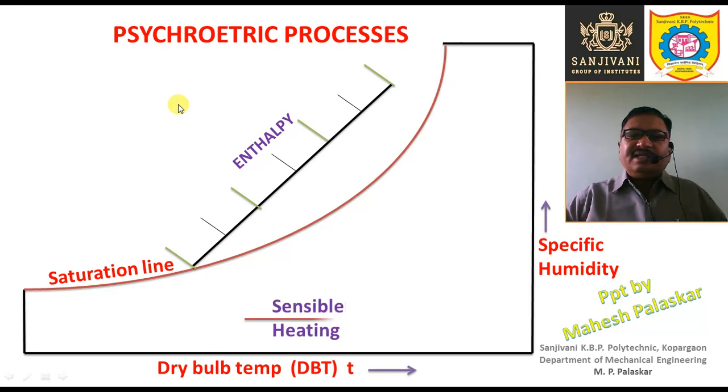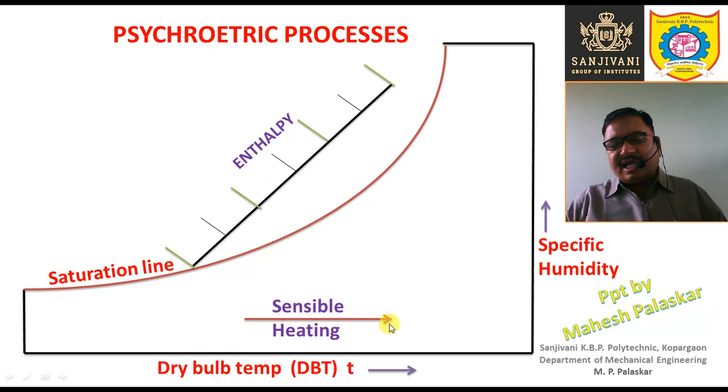So the first process is sensible heating. Look at this line, this arrow. It is traveling in the horizontal direction towards the right. So the direction is right and it is a horizontal arrow. This is the initial condition, this is the final condition, right? And since it is horizontal, it is a sensible heating process.